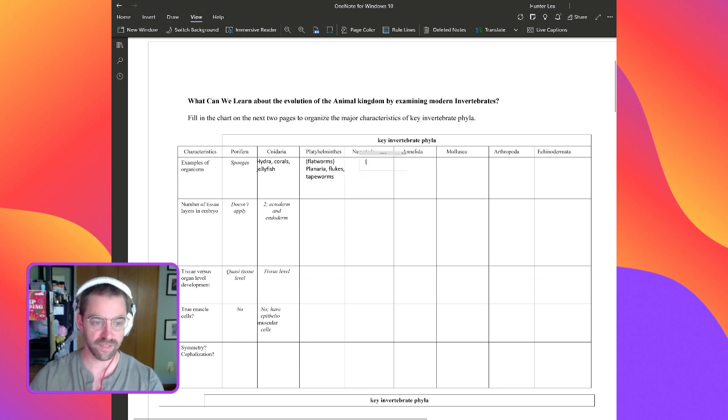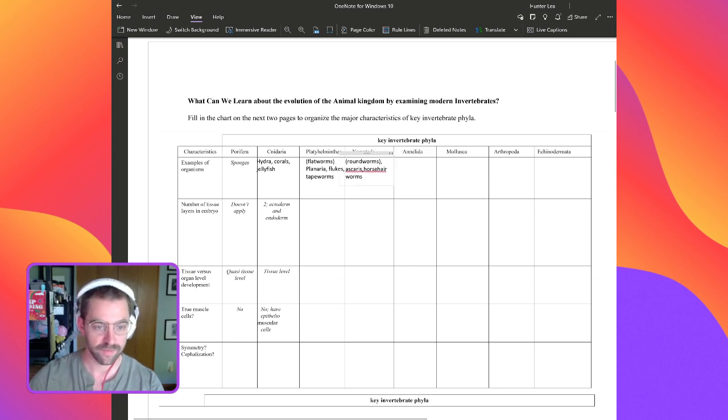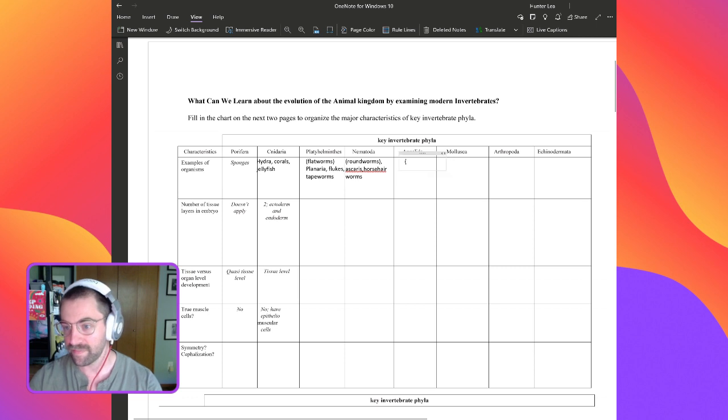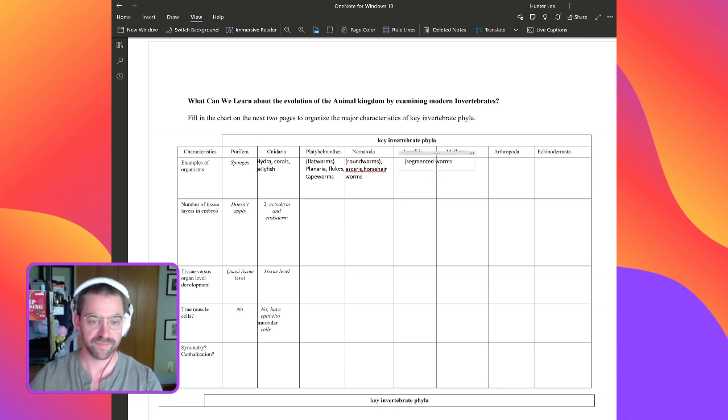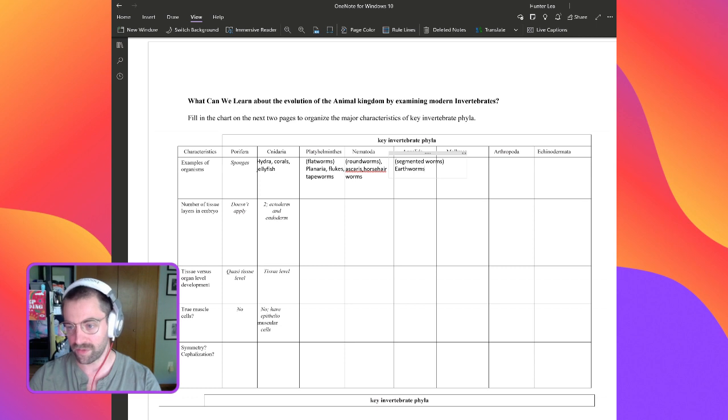Nematoda, these are our roundworms, broadly speaking. We have Ascaris, we have horsehair worms. Annelida. These are our segmented worms. Probably most like the garden worms that y'all are familiar with. These are earthworms, leeches, and fanworms.